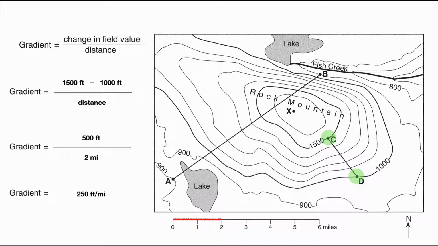So what that means is if I was walking from point D to point C, the rate at which the ground increased under my foot as I walked would be 250 feet every mile that I walk. So after 2 miles, I would have completed a 500 foot climb. So that's how gradient is related to field maps. And that's how we can use that information to understand the data that we have.